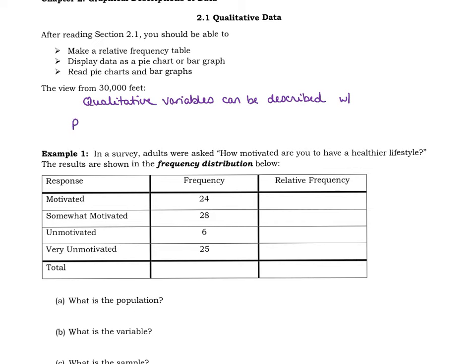with pie charts, bar graphs, and frequency tables. Okay, pie charts, bar graphs, and frequency tables.